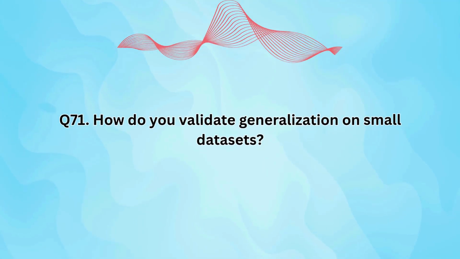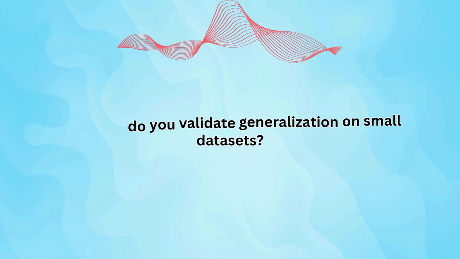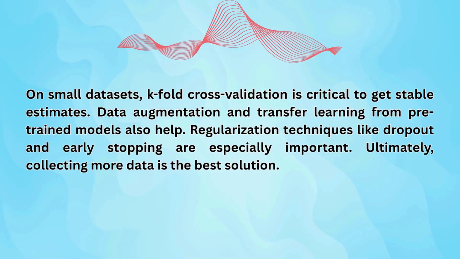How do you validate generalization on small datasets? On small datasets, k-fold cross-validation is critical to get stable estimates. Data augmentation and transfer learning from pre-trained models also help. Regularization techniques like dropout and early stopping are especially important.